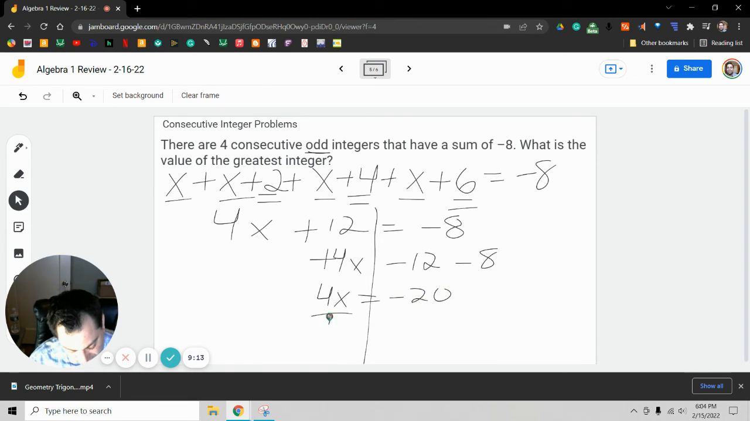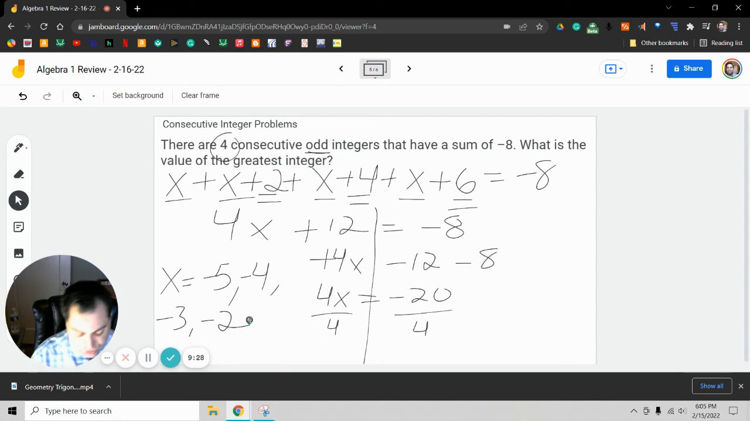Divide by 4 on each side, and I get negative 5. So x is equal to negative 5. It's 4 consecutive integers, so it's going to be negative 5, negative 4, negative 3, and negative 2. So that's the 4 consecutive integers. They're looking for the greatest integer. A little tricky because negative 2 is actually the greatest of these integers. Why don't you give that one a try?